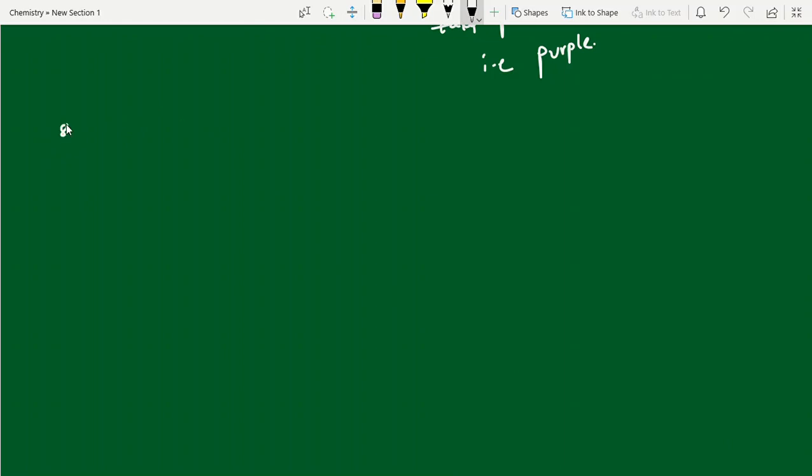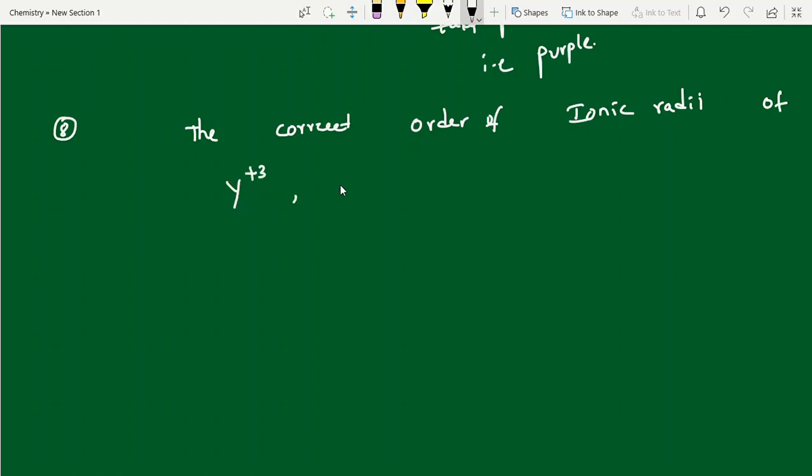8th one. The correct order of ionic radii of yttrium plus 3, lanthanum plus 3, europium plus 3, lutetium plus 3. Correct order of ionic radii of this. All are plus 3 species.